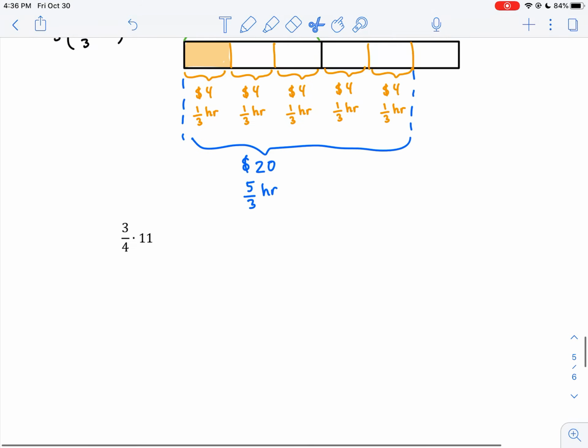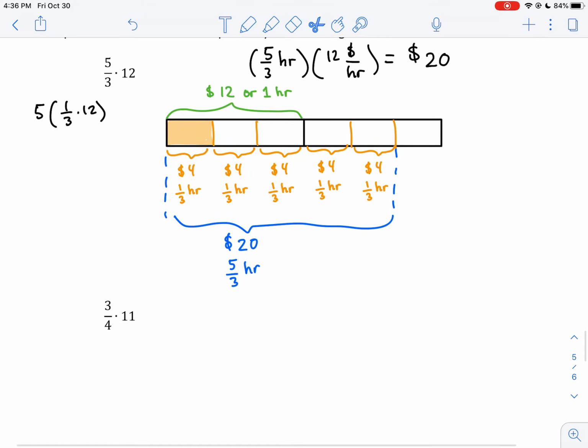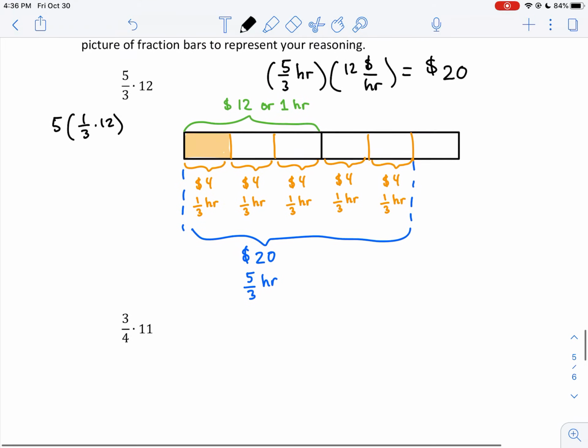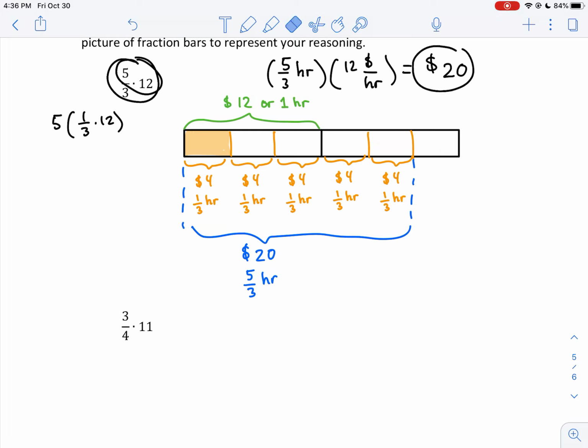Three-fourths times 11. Okay, so let's do this again. I'll just make a new picture. 3/4 times 11. I do want to point out a realization you might make here too, that if you do 12 times 5, you get 60, divided by 3 is 20.